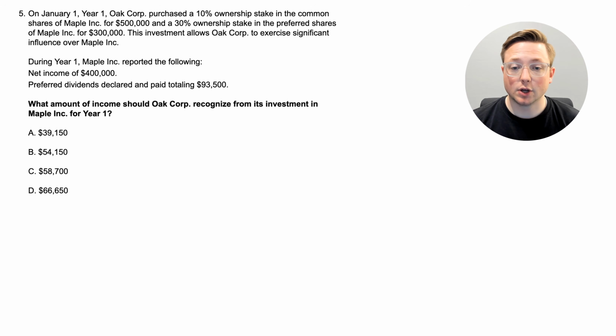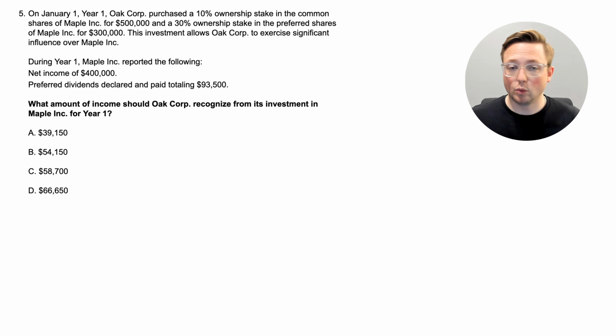This investment allows Oak Corp to exercise significant influence over Maple Inc. During year 1, Maple Inc. reported the following: net income of $400,000, preferred dividends declared and paid totaling $93,500. What amount of income should Oak Corp recognize from its investment in Maple Corp for year 1?